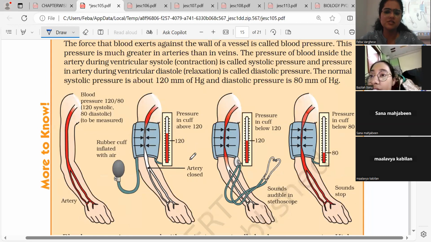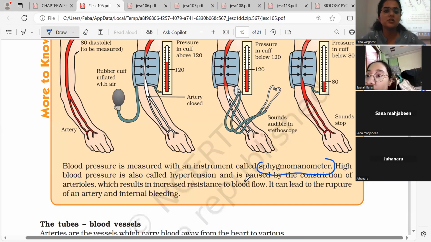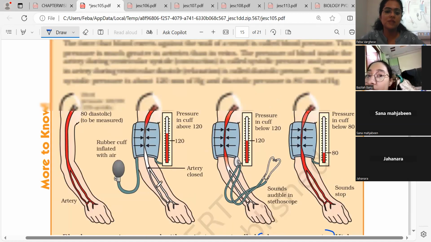Now, what is this device called, the device which is used to measure the blood pressure? Sphygmomanometer. Study the name properly. Sphygmomanometer. It's used to measure the blood pressure.